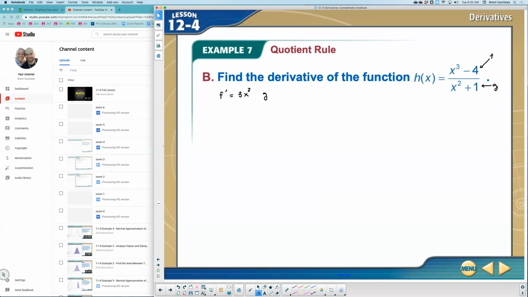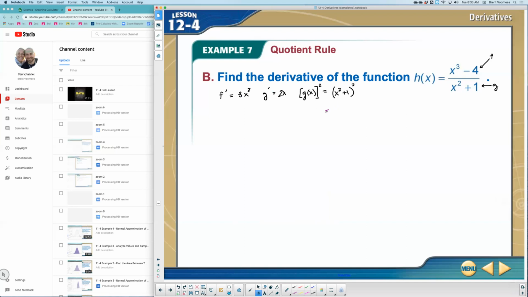And then for g prime, the 2 becomes a coefficient, 2x to the first power. This constant also disappears with the derivative, so that's gone. And so finally, let's find g of x, the function squared, which means I would take x squared plus 1 and I would square that.